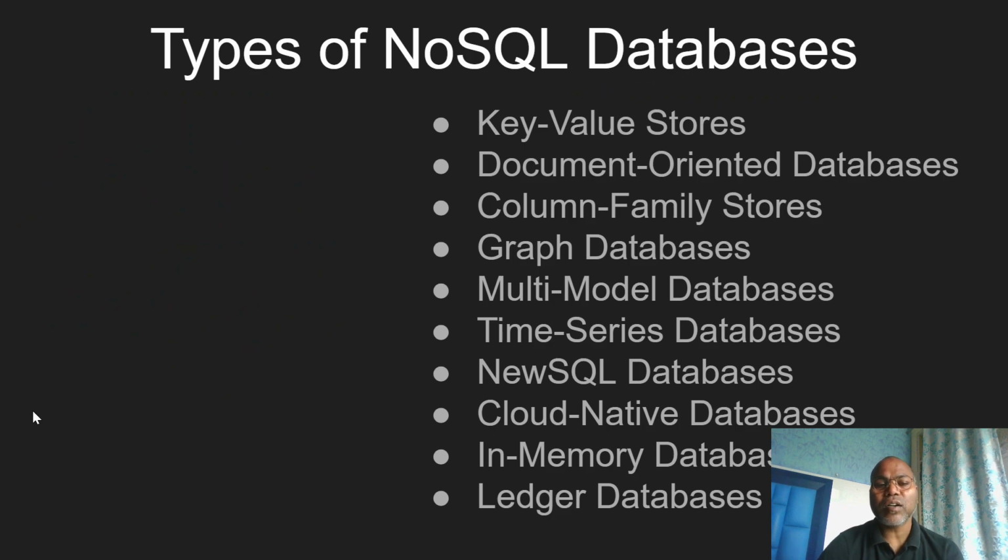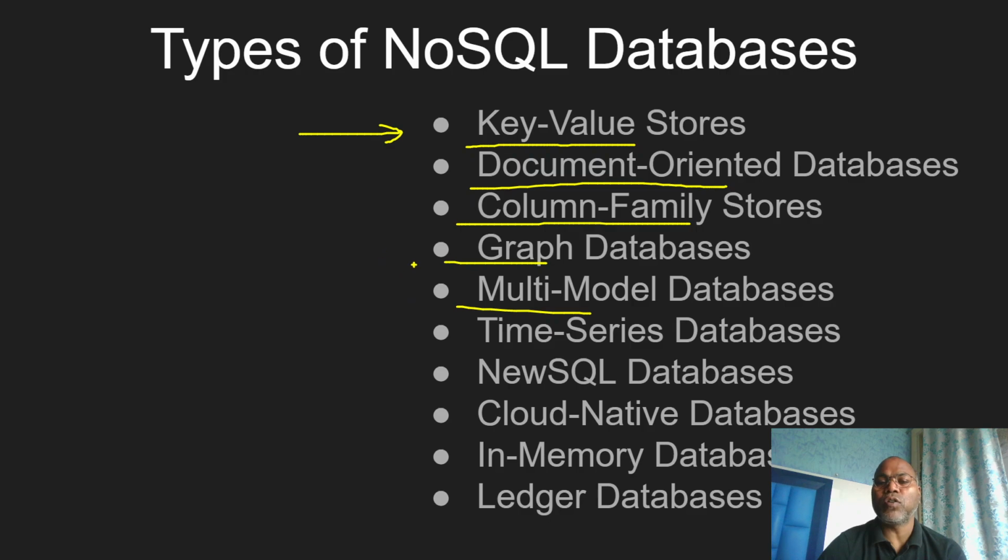Okay, so I'm going to talk about a couple of them. Surely we cannot cover everything, but these are the famously used ones. First, key value stores. We're going to talk in detail about the meaning of key value, what kind of examples, which vendors and which software we can use. Similarly, document oriented, column oriented, graph database, multi-model, where you want to mix something, maybe time series database, maybe NewSQL database, maybe cloud native, maybe in memory, maybe ledger database.